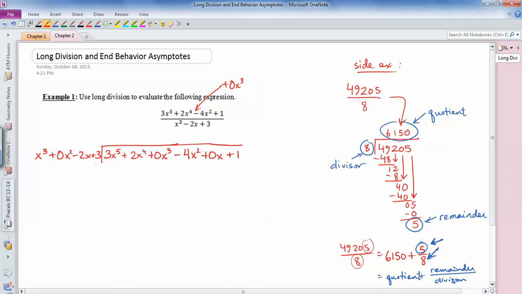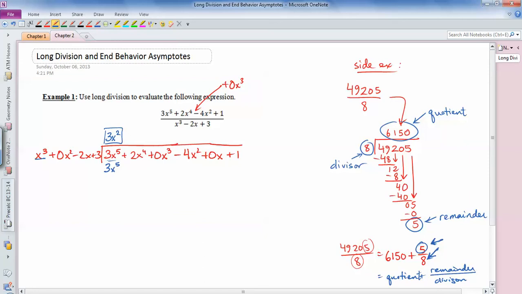Okay, so numerator on the inside, denominator, or the divisor, on the outside. And then the first term that I'm going to put right here, I'm going to ask what times x cubed is going to give me 3x to the 5th. And so that answer is going to be 3x squared. Because if I multiply 3x squared times x cubed, I get 3x to the 5th.